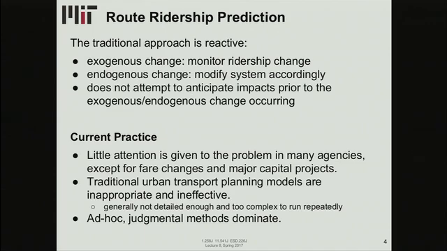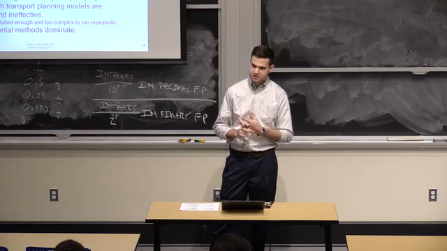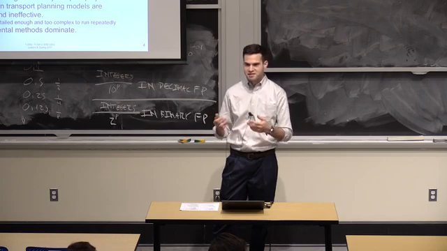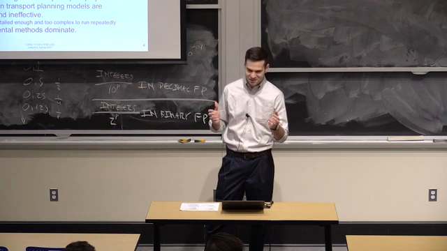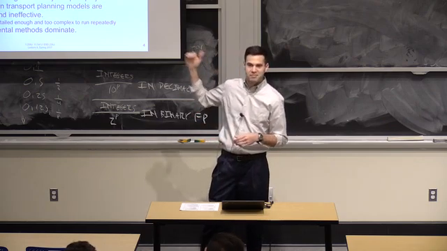Okay, so the traditional approach is reactive. So if there is an exogenous change, the reaction is to monitor that change and maybe respond to it in the service planning process. An endogenous change, such as a fare increase, means that we're modifying the system, and if we see a ridership change, we might then react to the ridership change. So it's always catching up to what we see. So no attempt to anticipate impacts prior to the changes. Current practice, typically little attention is paid to the problem in many public transportation agencies, unless it's fare increases or major capital projects, right? We just set an example of TNCs being a different thing. We haven't really seen serious attention until very recently of what impact that would have on ridership.